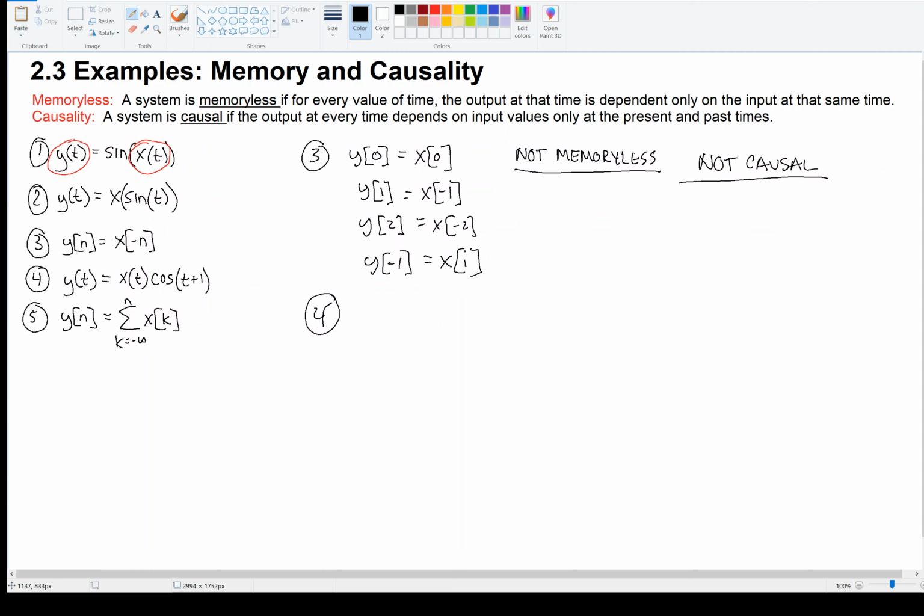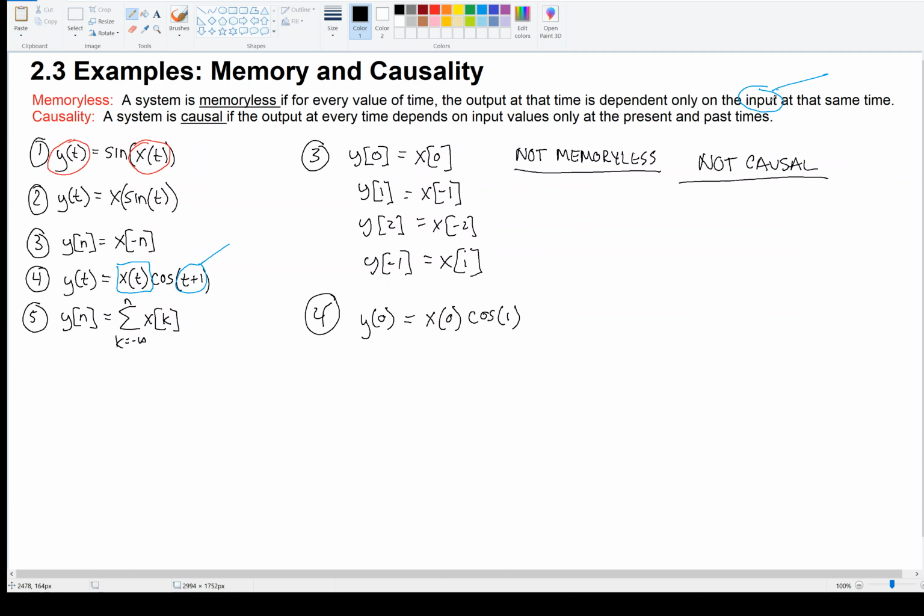So is that memoryless? Well, you might be tempted to see this t plus 1 and say, oh no, I need some different value of time, right? If I plug in t equals 0, then this is going to be cosine of 0 plus 1, or cosine of 1, and that depends on future time. But remember, the definition is a system is memoryless if the output depends on the input at that same time. So here's the input, right? If I want y of 0, yes, I have the cosine of 1, but I have the input at that same time, 0.